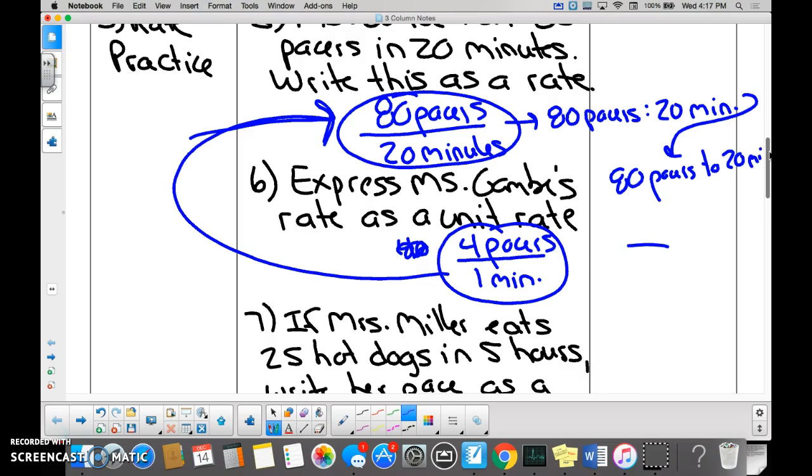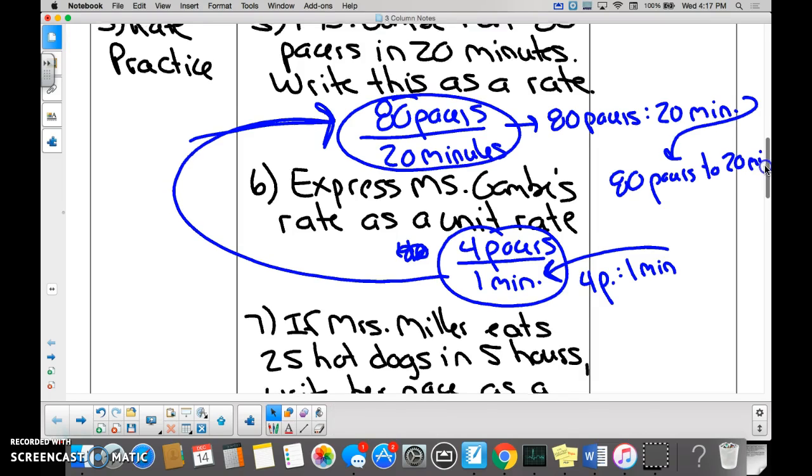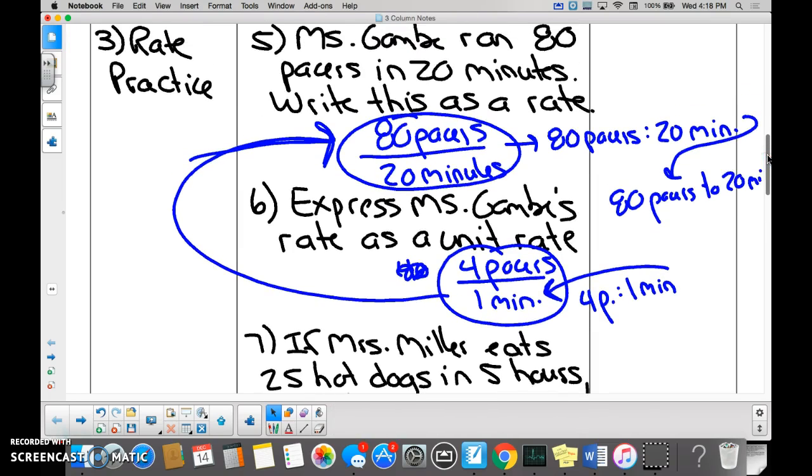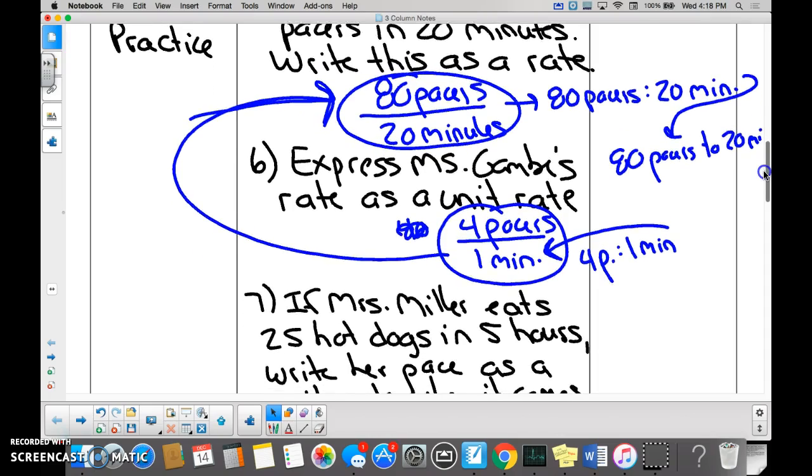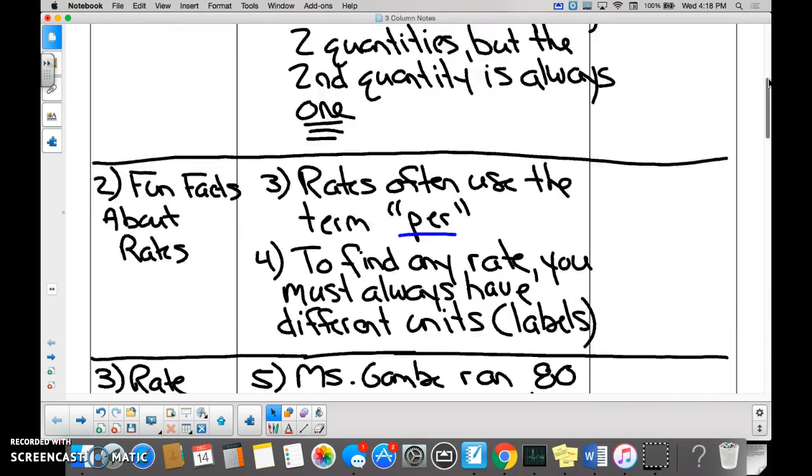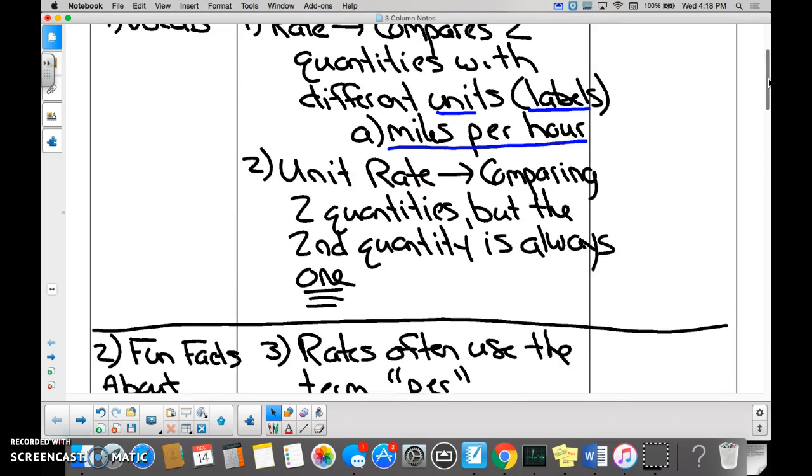The reason this is a unit rate is because my denominator is 1. My second number is 1. It doesn't always have to be the denominator. It depends on how you write it. You could also write it as 4 pacers, I'm just going to abbreviate pacers with a P, to 1 minute. But the second number in your rate, if it's a unit rate, always has to be 1. Moving on really quick here, I'm going to go back up. Again, comparing two quantities, but the second quantity, the second number, is always 1 when you have unit rates.